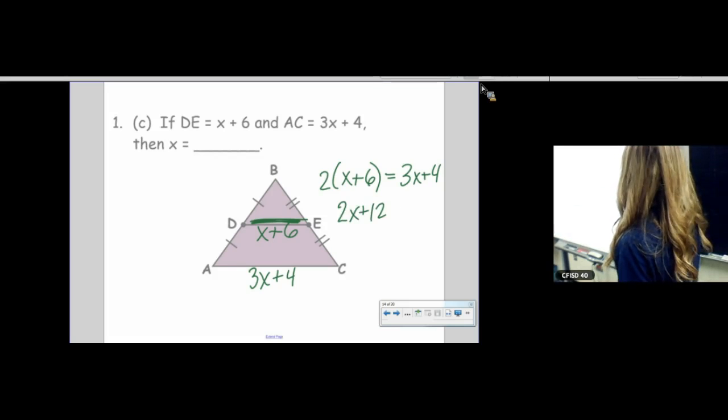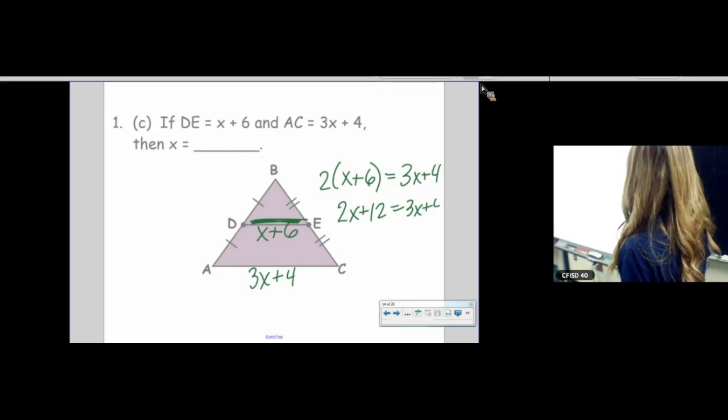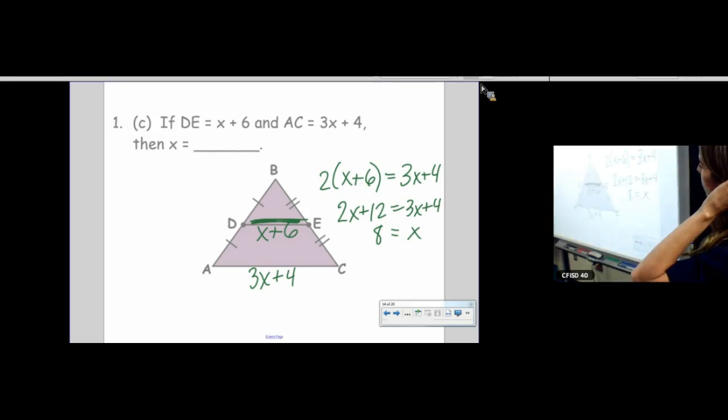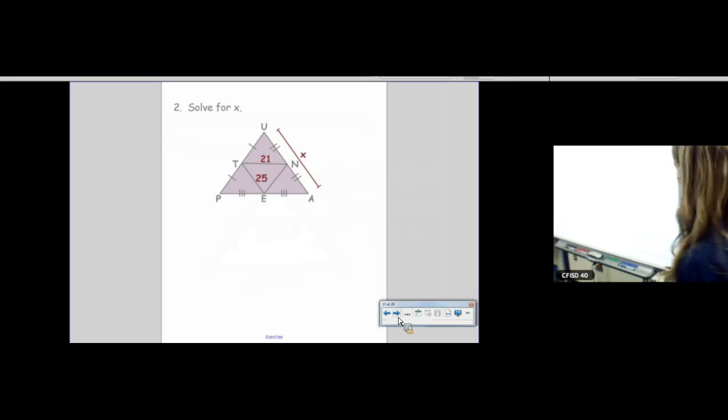2x plus 12 equals 3x plus 4. Subtract 2x from both sides. We've got 12 equals x plus 4, subtract 4. Look at that. X is 8. Final answer. We could plug it back in and find the missing sides.